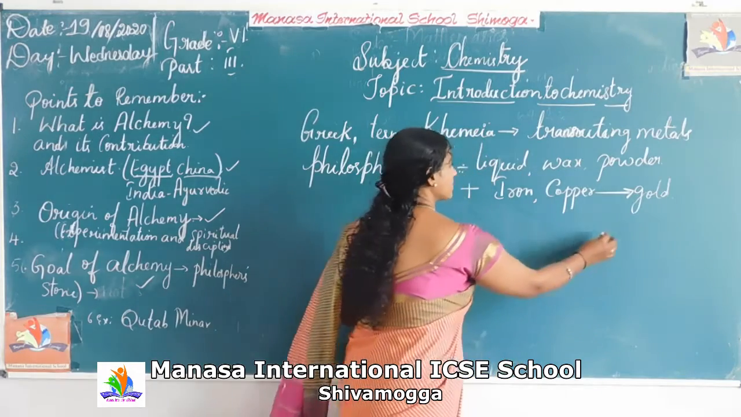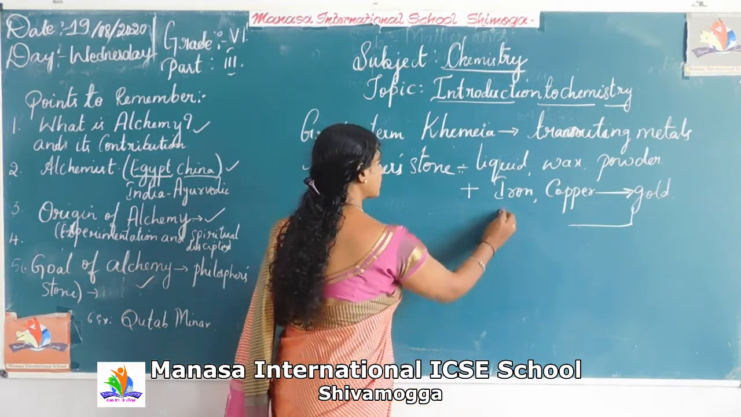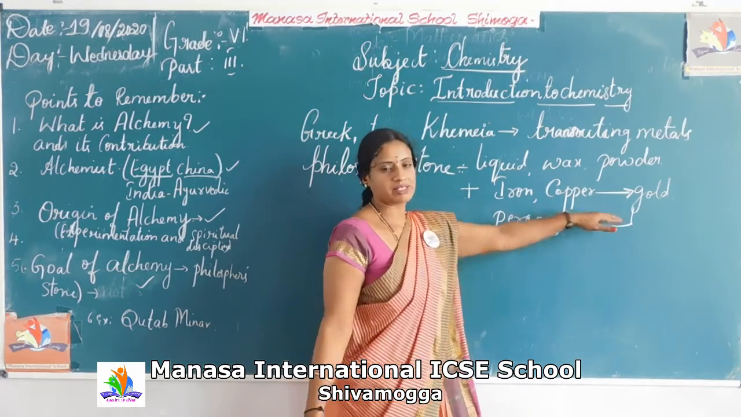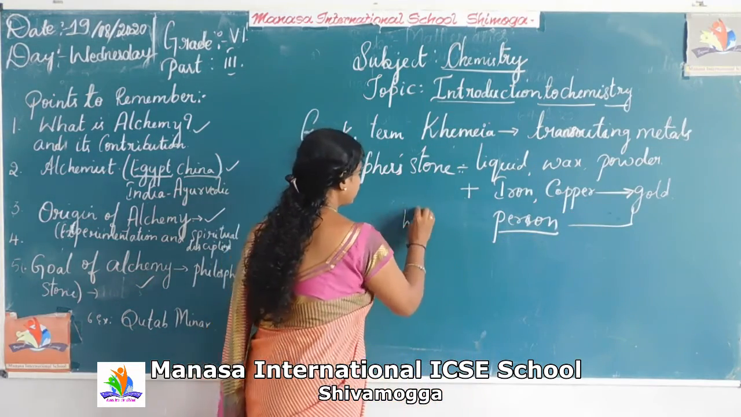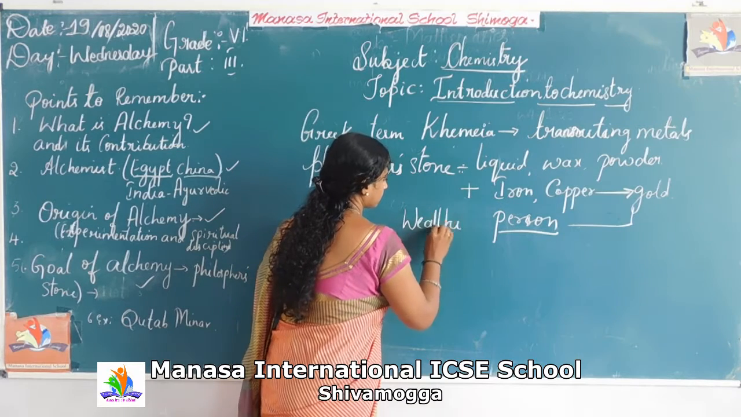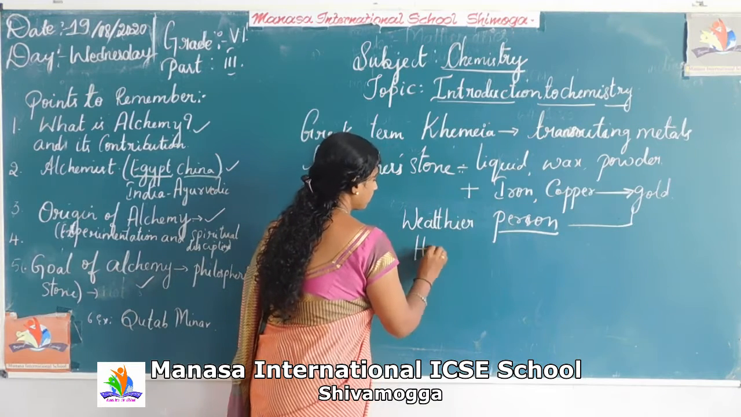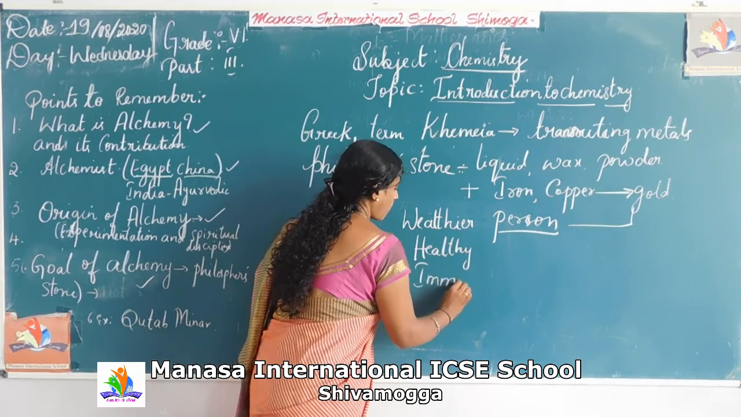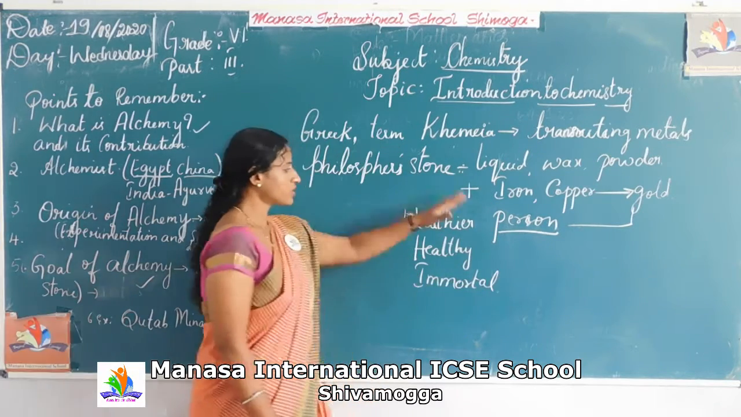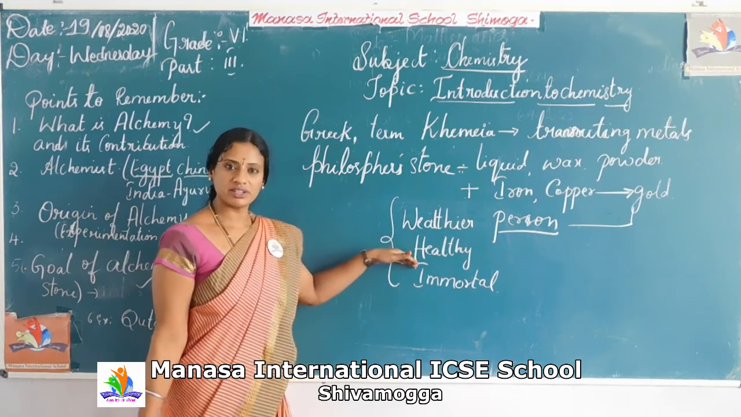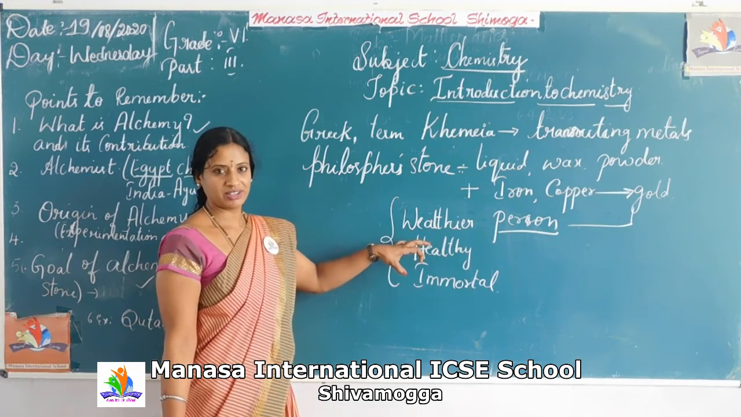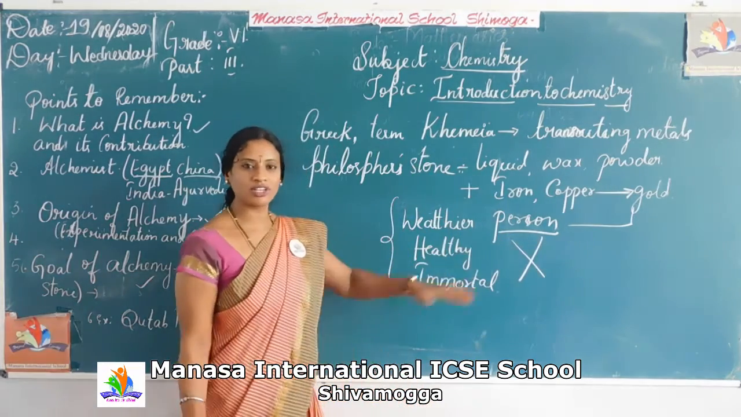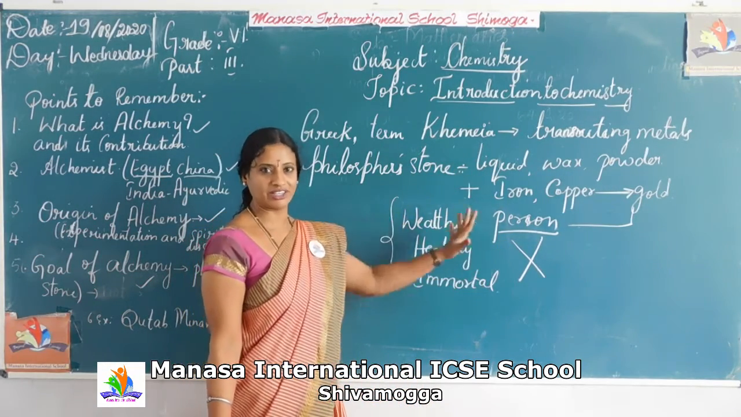Why gold? Because this makes a person on the earth, okay, this gold makes a person wealthier, healthy, and immortal. Okay, this was their result. These results they wanted to extract. Okay, but they didn't completely succeed. They were not successful with all these criteria.